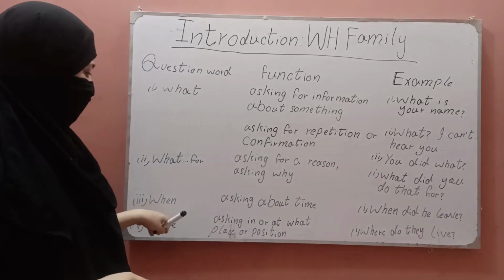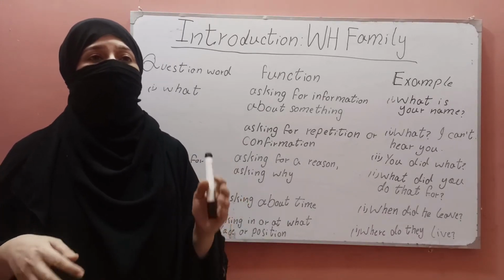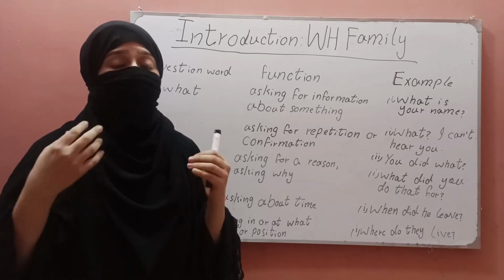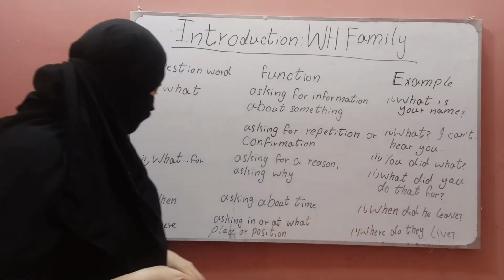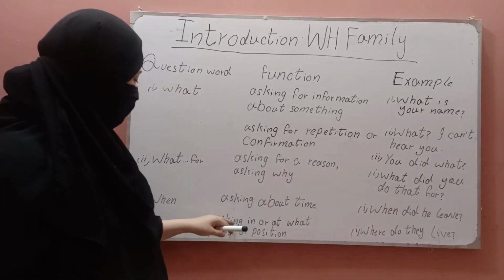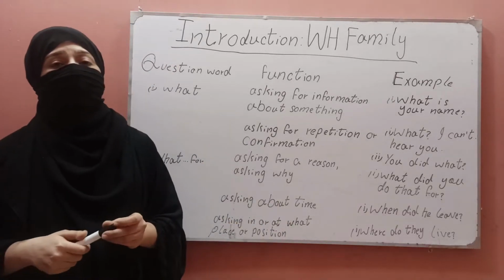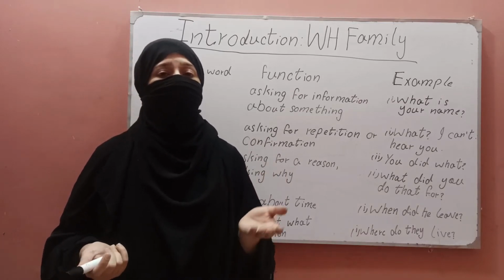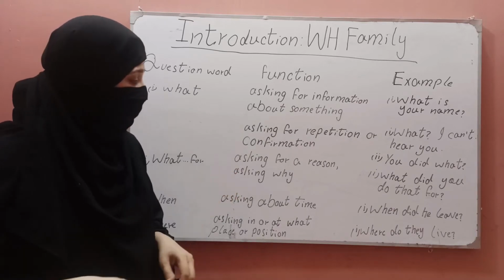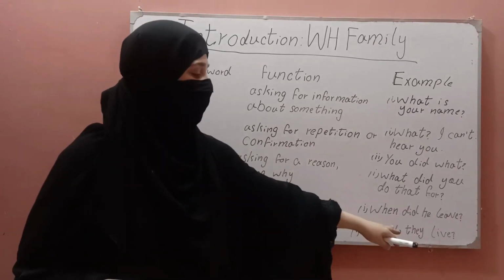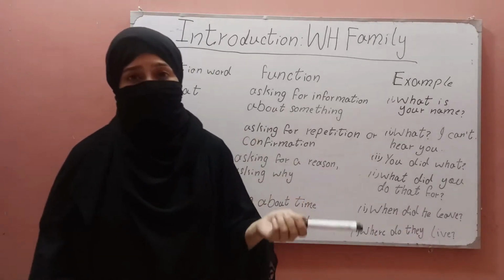And the other word is when. It is used for asking about time. When we want to know at what time the person left or did any work, then we use the word when. When did he leave? And the other word is where. It is used for asking in or at what place or position. When we want to know where the person lives, where is the place where the person is living, then we use where. Where do they live?